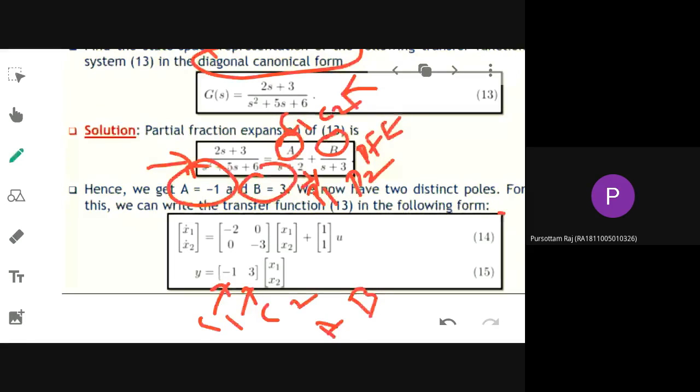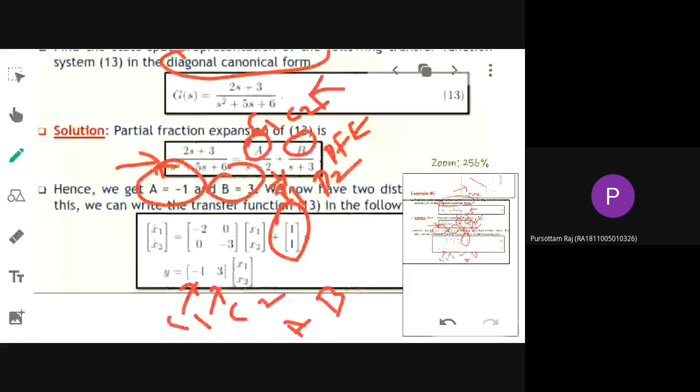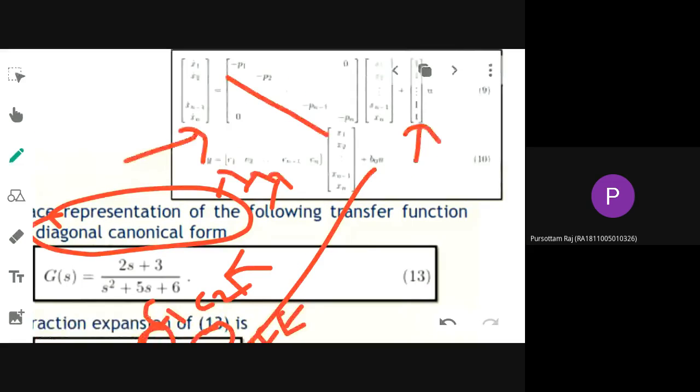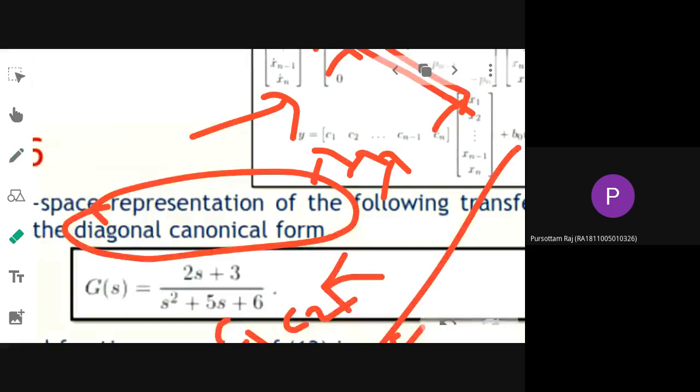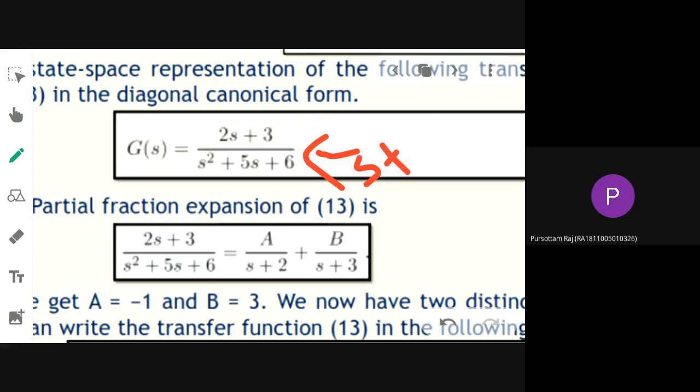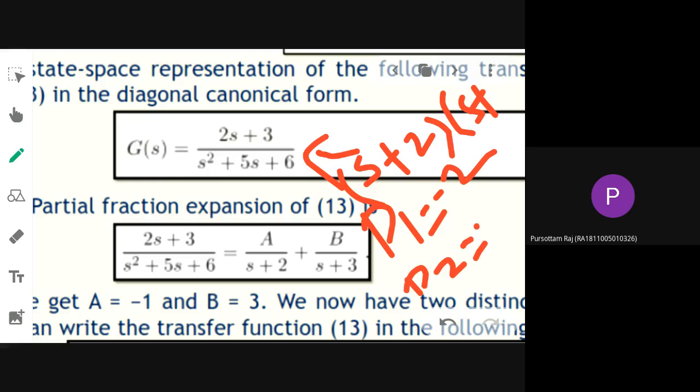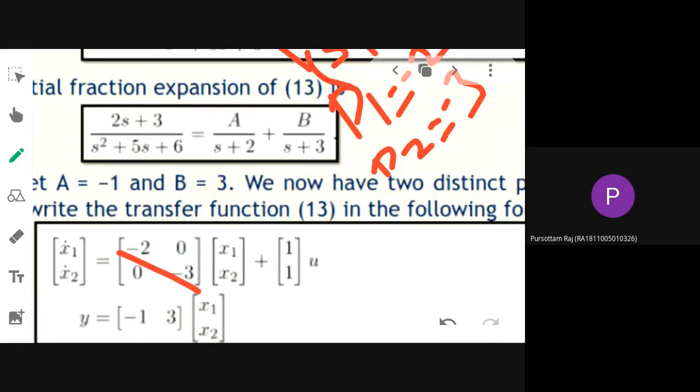Then how to form the B matrix? The B matrix is all ones here, so in the same way you have represented this B matrix. Now moving on to how to find the A matrix. The diagonal elements are formed by the roots that you find in the characteristic equation: pole number 1, pole number 2, up to the last pole. If you look at this equation, the roots come from s plus 2 into s plus 3. So P1 is equal to minus 2 and P2 is equal to minus 3, and you substitute these as the diagonal elements.